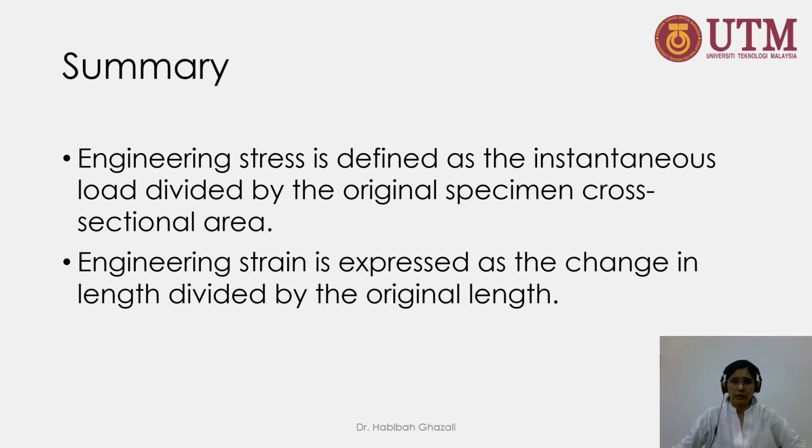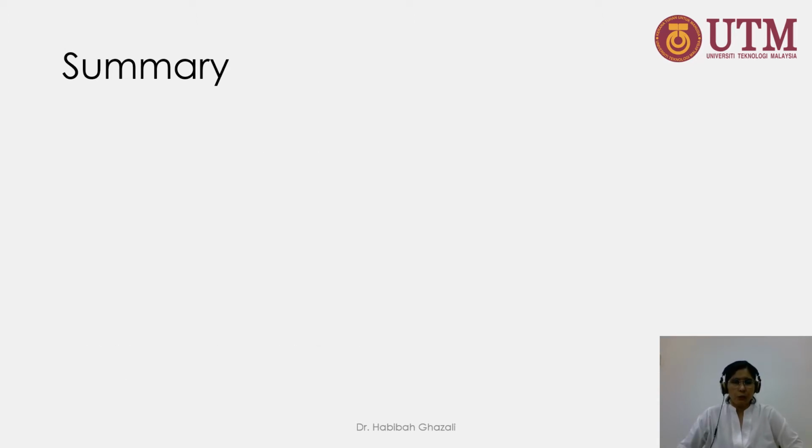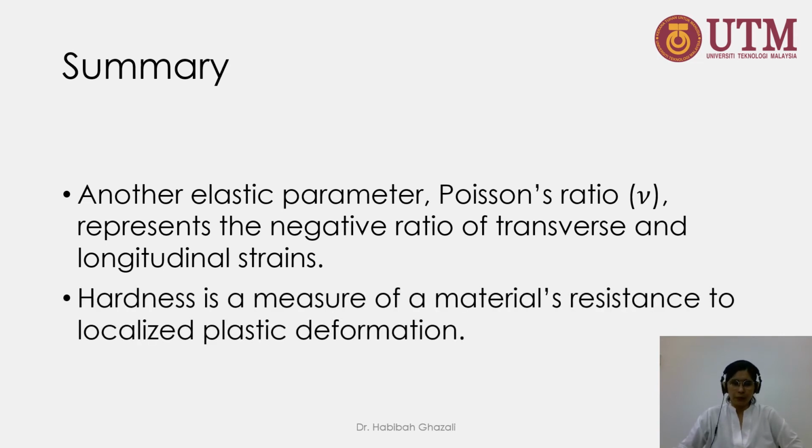The engineering strain is expressed as the change in length divided by the original length. It's always going to be relative to the original length. The stress and strain curve is an important diagram to obtain a lot of mechanical properties of materials. We've also talked about Poisson's ratio, and we've talked about the hardness test, and there are different types of hardness tests which are used to measure the material's resistance to localized plastic deformation.